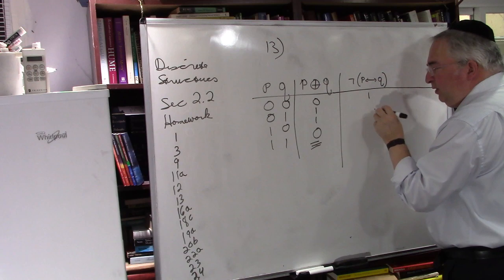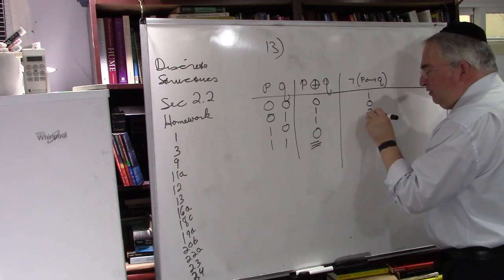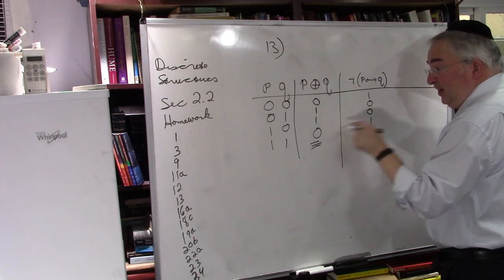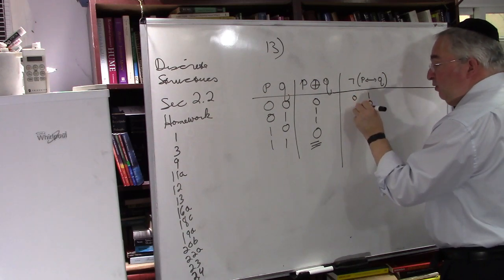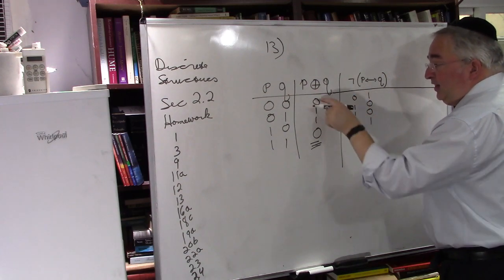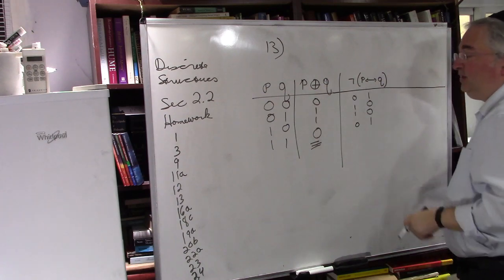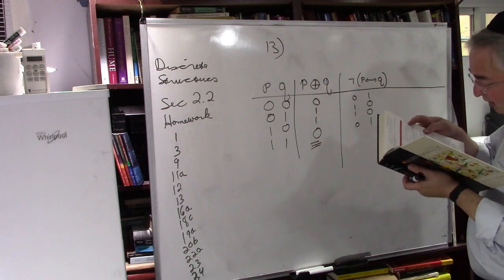So P double arrow Q is true when they're the same, when they're both 0. Here they're different, here they're different, here they're the same. 1 and 1 is the same. Not of that is 0, 1, 1, 0, and that's exactly the same as this. So that shows they're the same truth table.